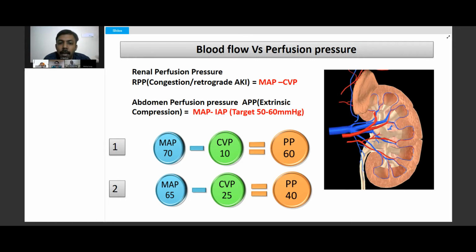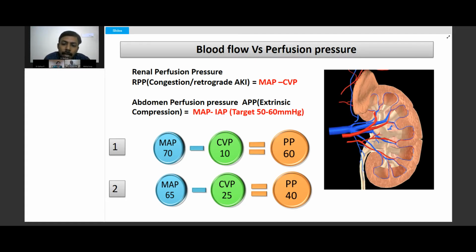And high CVP causes congestion, and causes what is called a retrograde AKI. So here we can see two examples. Where mean arterial pressure is 70 and CVP is 10, the perfusion pressure is still 60. But with a MAP near 65, not much difference in MAP, right? But when the CVP is high, there is high congestion and retrograde back pressure, and the perfusion pressure drops to 40, which is harmful. So we focus on these macro parameters or upstream markers like MAP, but what is happening at the tissue level, we are not sure. So these are important to be identified and treated when there is a problem with perfusion.